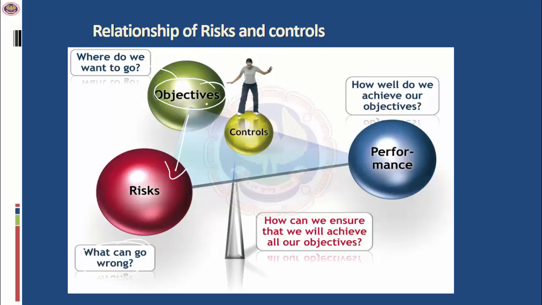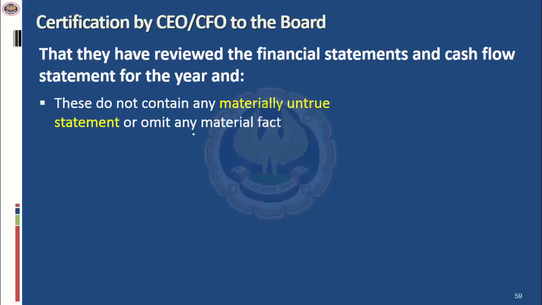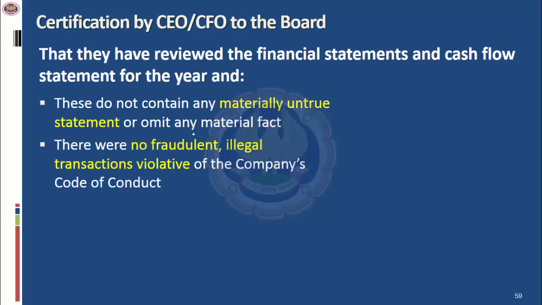The enterprise has set the objective, they have deployed certain information technology, and they need to ensure performance. So it means how do we achieve our objectives? And to ensure the balance between the objective, risk, and the performance, you need to have controls. This gives you the overview of the certification requirements for the CEO and the CFO.